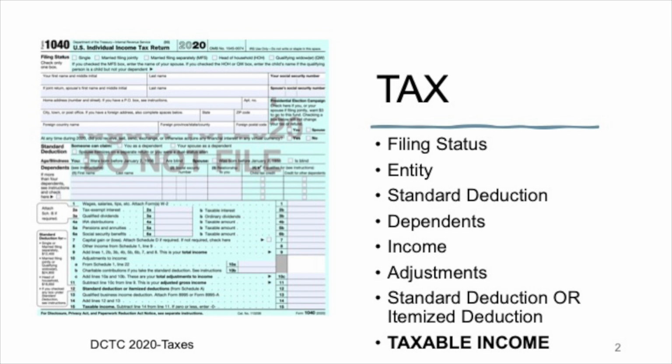Next is the standard deductions questions. Can someone claim the taxpayer or the taxpayer's spouse as a dependent, as well as the age and blindness questions? Those need to be answered. Next up is the dependent section, which covers the dependent's name, the social security number, relationship to the taxpayer, etc.